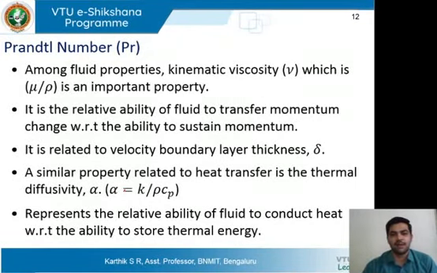Okay. So the next non-dimensional number of interest is the Prandtl number, which is a very important parameter in convective heat transfer. When you look at those fluid properties which we had considered earlier, the dynamic viscosity and density can be coupled together to get kinematic viscosity. It is kinematic viscosity which is more meaningful than those two separate.